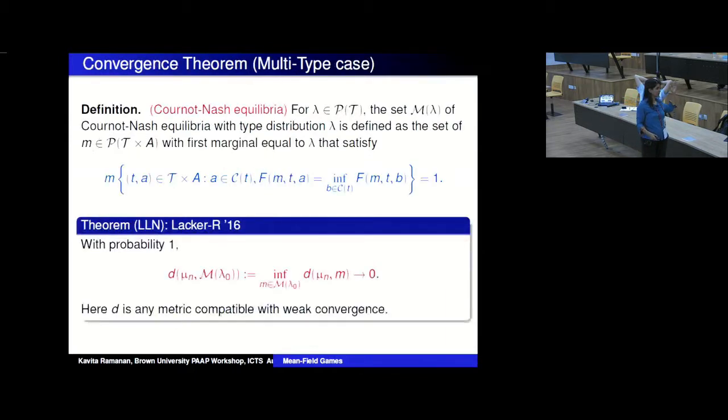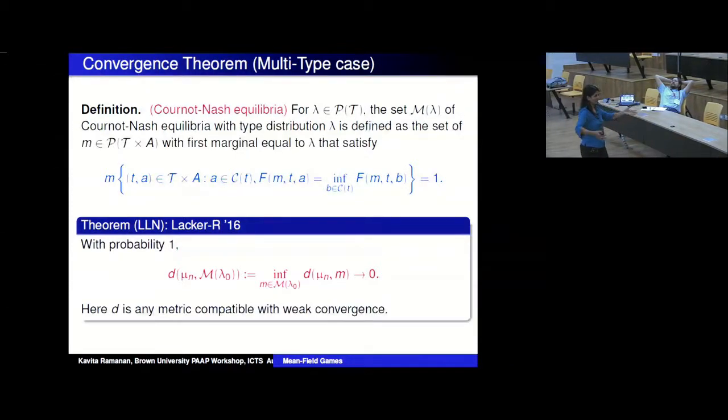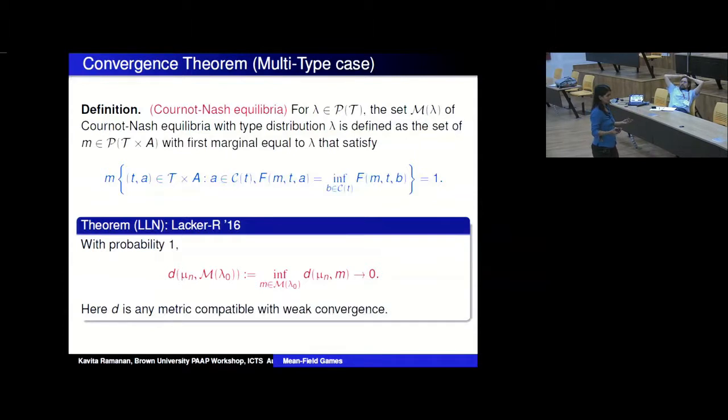So remember, lambda 0 was what you had seen as the typical source-destination pair distribution. And then this is what you realize on that particular day, this mu n, M lambda 0. Is that clear? Okay.